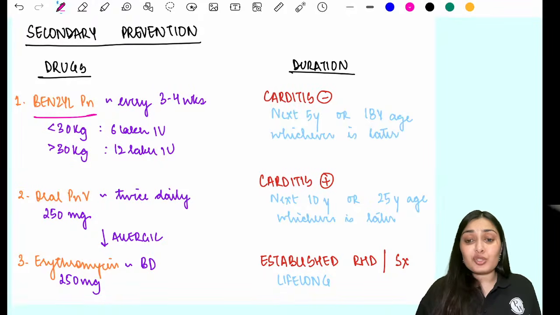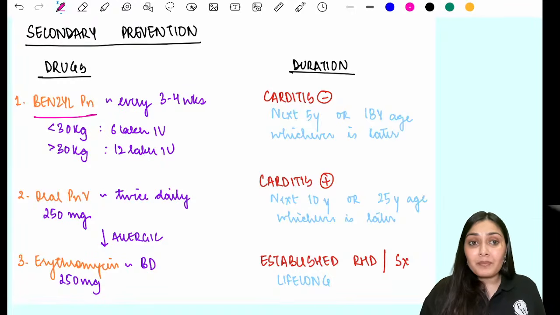But if the child does not want an injection, I can prescribe oral penicillin V. The child has to take this twice daily, 250 mg. If the child is allergic to penicillin, then the other alternative is erythromycin. The dosage is similar to oral penicillin, that is 250 mg twice a day. So these are the drugs that you are going to give.